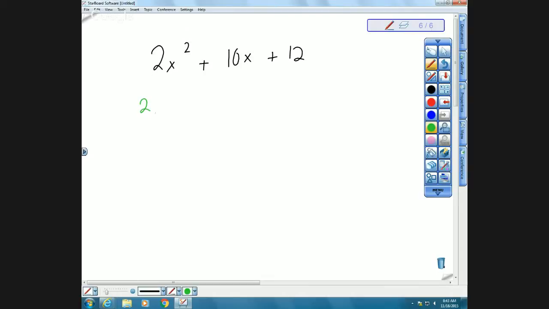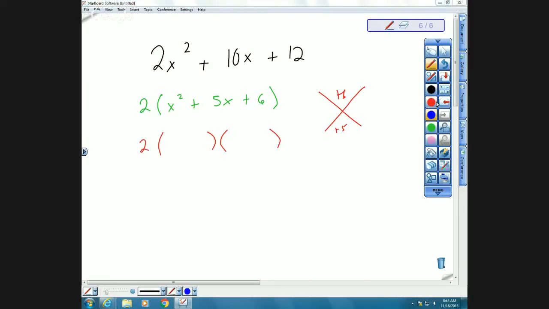So if I divide this by 2, I get x squared plus 5x plus 6. And now I say, okay, what's multiplying to be 6 and adds up to be 5? Three and 2, right? 2 times 3 is 6. 2 plus 3 is 5. So x times x is x squared. 2 times 3 is 6. 2 plus 3 is 5.